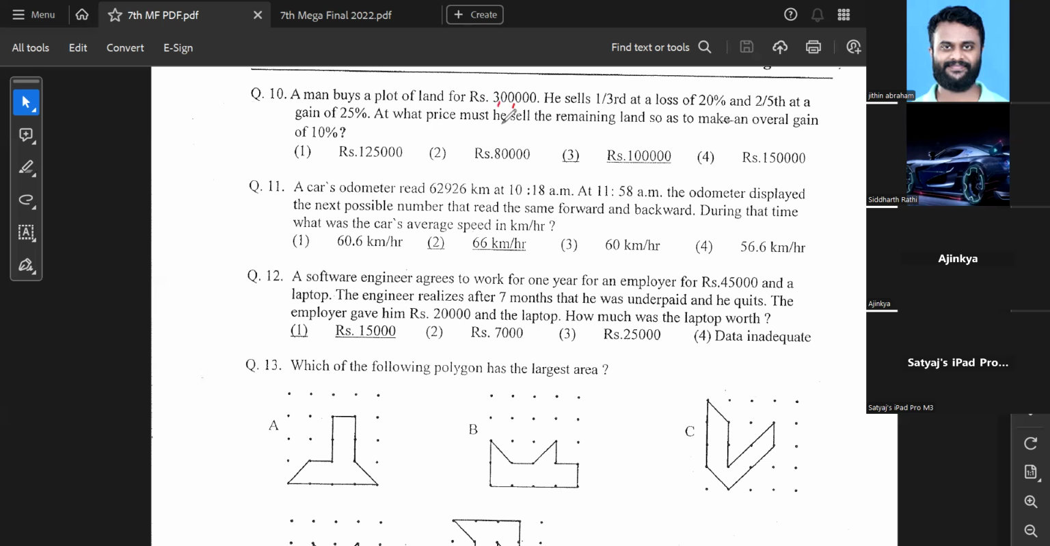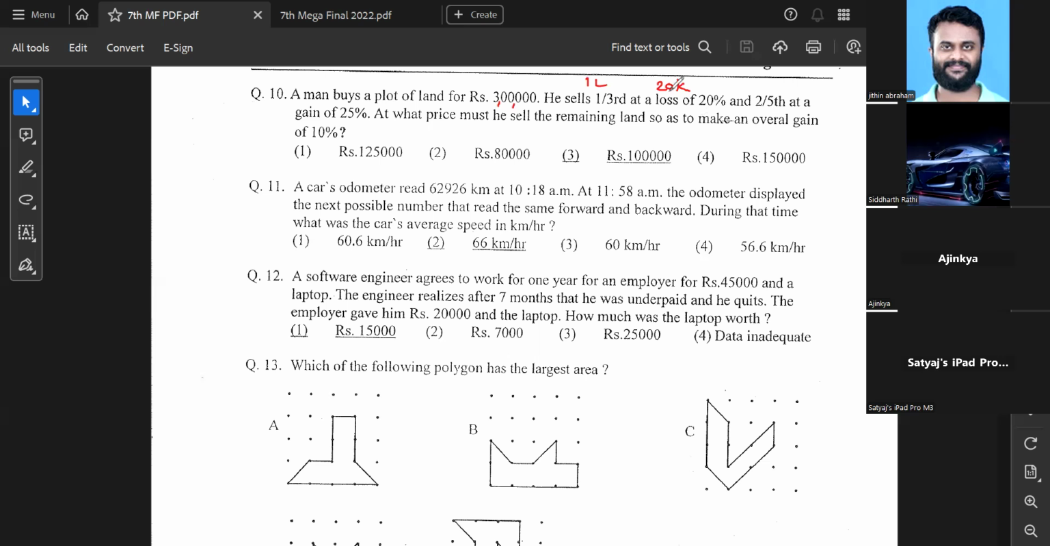So this is an easy problem, but a lengthy problem. So I'm interested to give this as homework, but I'll just give you the gist of it, so that it's easy for you to solve. Now, 3 lakh, 1/3, he sells at a loss of 20%. So 1/3 is basically 1 lakh. So 1 lakh property he sells at a loss of 20%. So the loss amount is 20K. So 20K he has already lost.